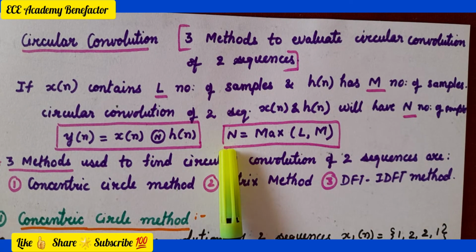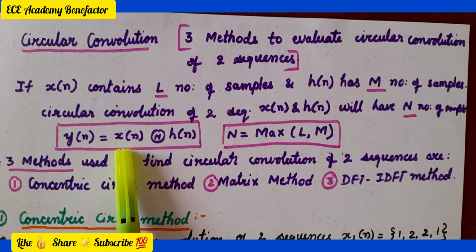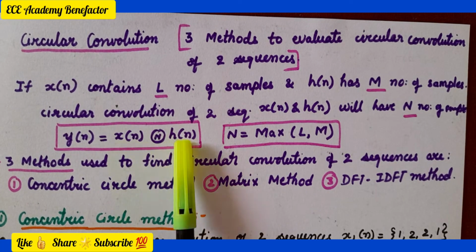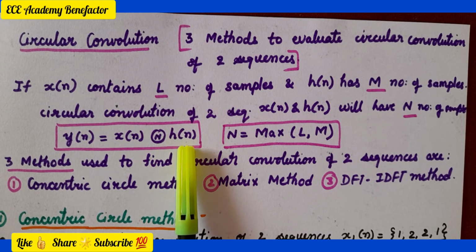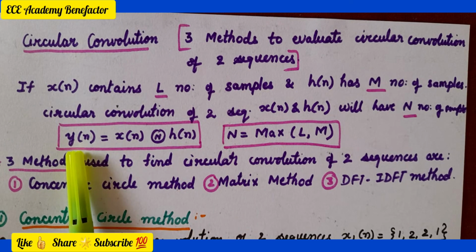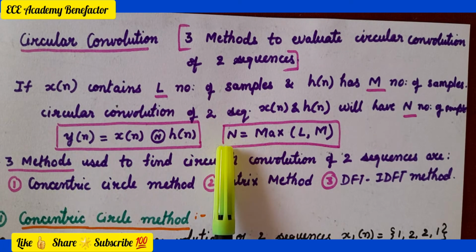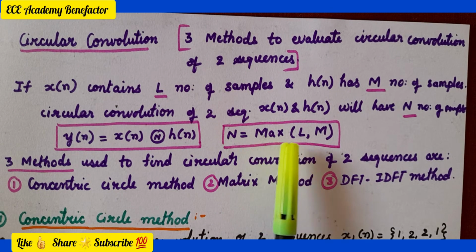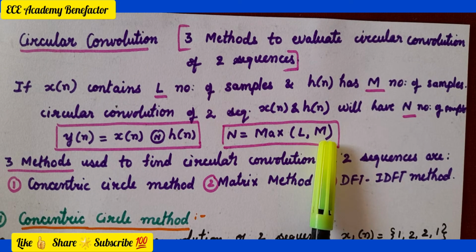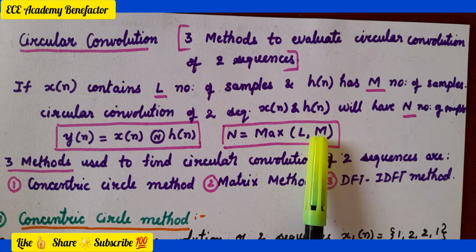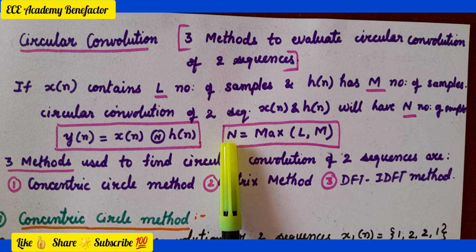So what is circular convolution? We are finding it between two sequences. The symbol is this one: x of n circularly convolved with h of n, that is y of n. What will be the length of this y of n? It will be capital N, calculated as the maximum of L comma m, where L is the length of the first sequence and m is the length of the second sequence. Whichever is the maximum value will be the length of y of n.